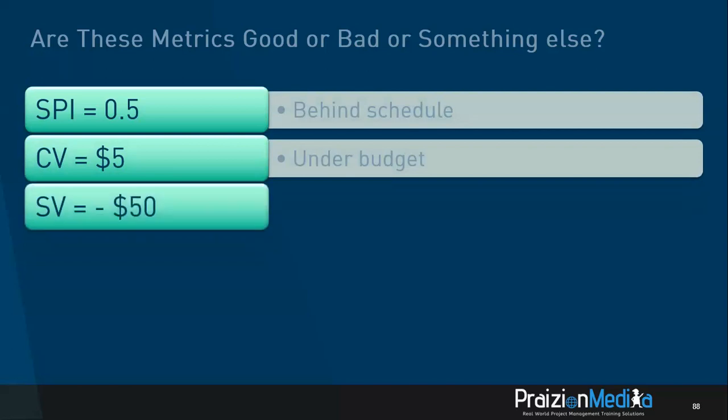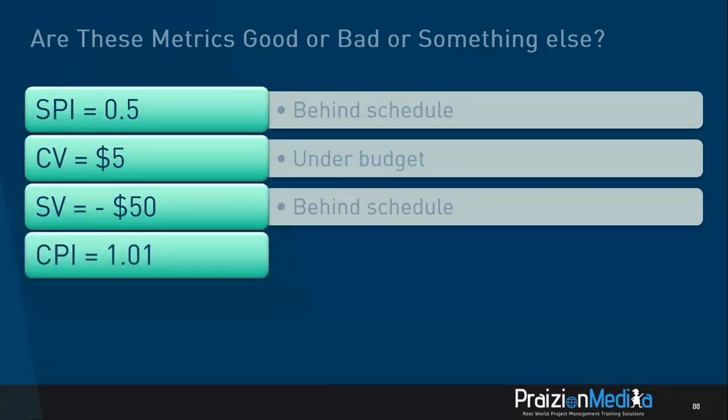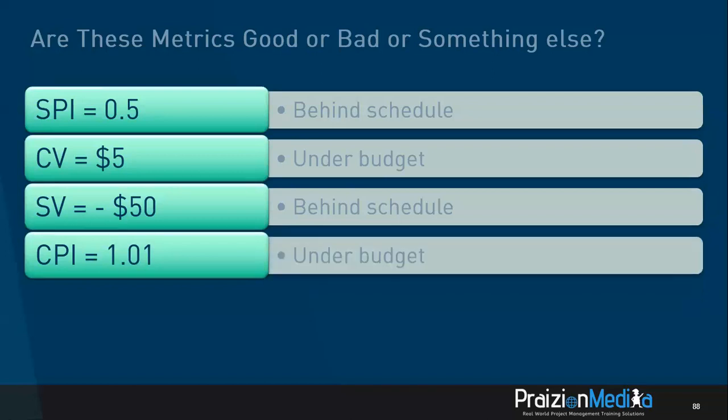Taking a look at SV of minus $50, this means there's $50 worth of work that you did not get done in whatever time box you're looking at. This is behind schedule, not good. This 1.01 is greater than 1 slightly. This is not bad at all. In fact, this is good performance, and performance like this will not get you in trouble, it will make you look good because you're under budget.